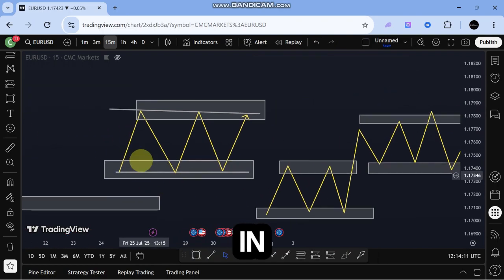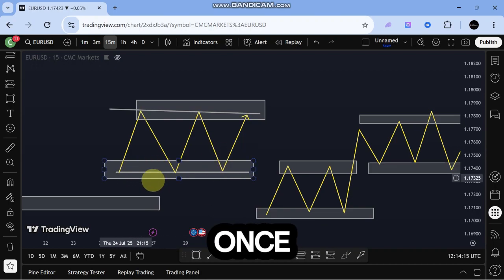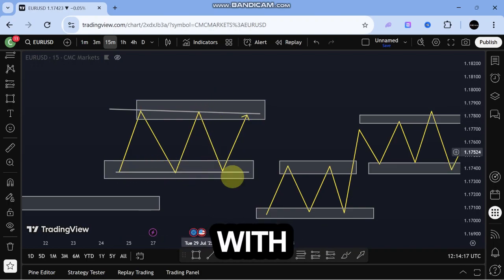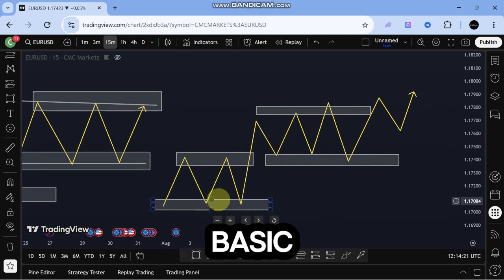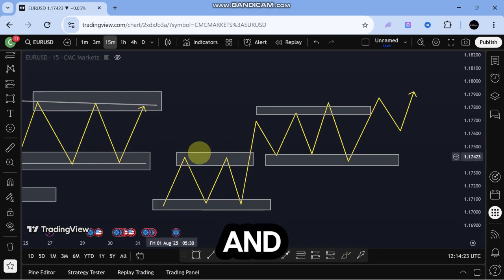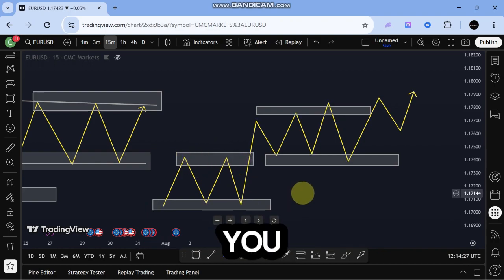In this first illustration, you can see that this particular place is rejecting price more than once: one, two, three, and same with here. You can see this particular one right here is bouncing price three times, and this one rejects price twice. So that is what you should look out for.